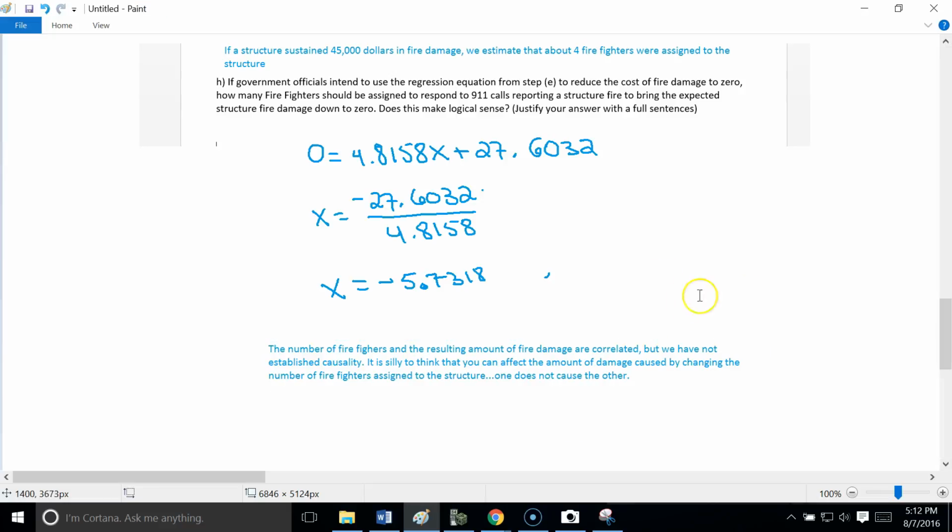Okay, so here's one possible response. The number of firefighters and the resulting amount of fire damage are correlated. Those two variables are correlated, but we have not established causality. It is silly to think that you can affect the amount of damage caused by changing the number of firefighters assigned to the structure. One doesn't cause the other. Okay, so very big and important distinction between two variables that are correlated and two variables that have established causality, which we have not in this case. Okay, so that's the end of number 1.